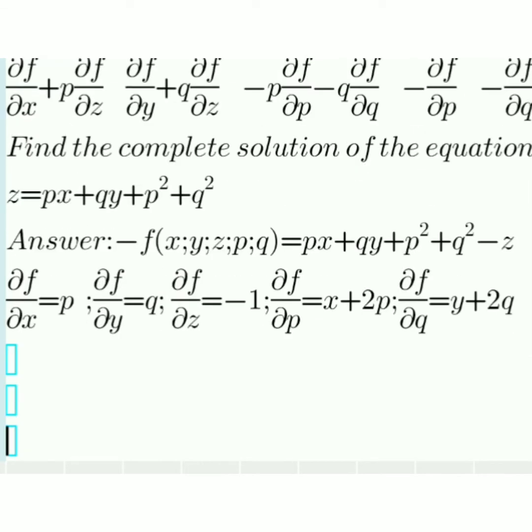I need these values, del f by del x, del f by del y, and now I will start to solve. What is the Charpit auxiliary equation? Using the Charpit auxiliary equation.